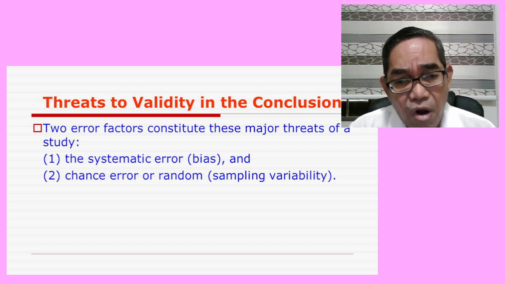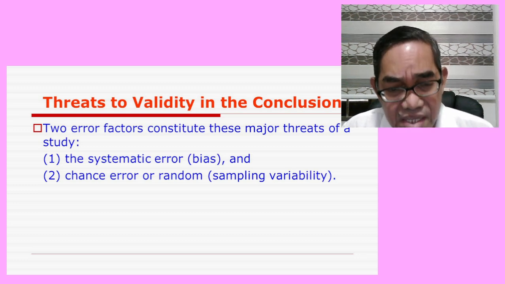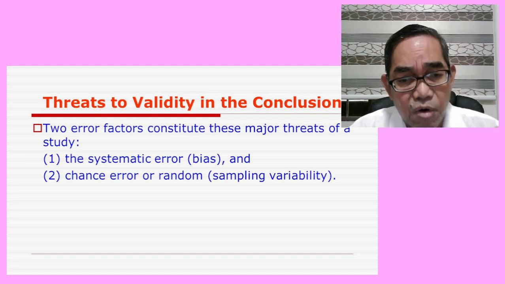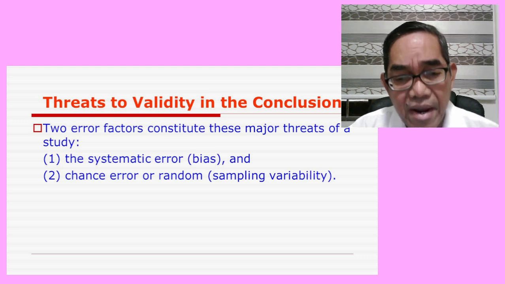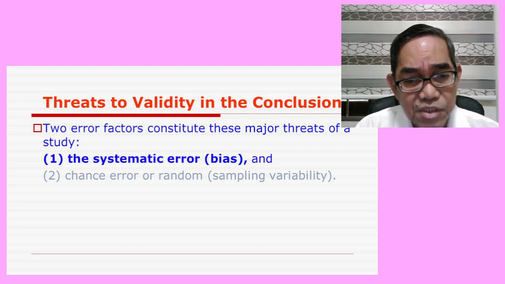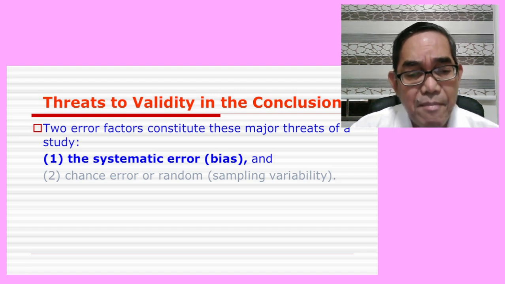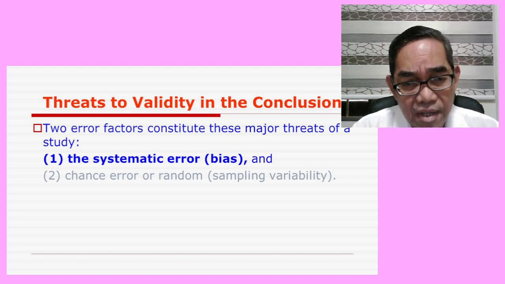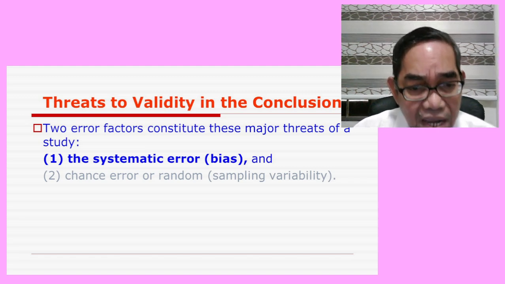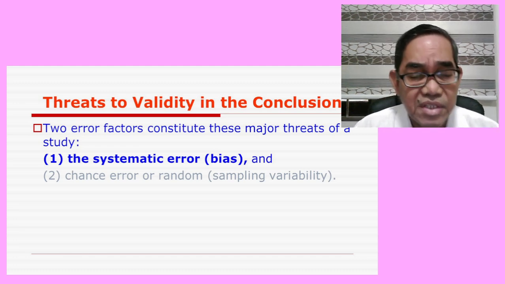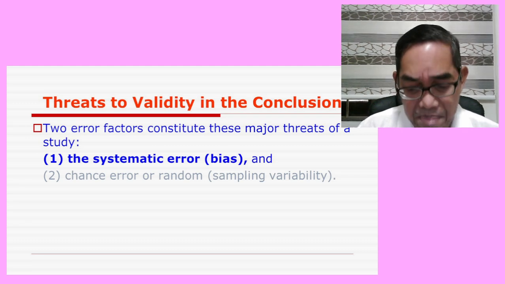And two error factors constitute these major threats of a study: the systematic error, or what we call bias, and the chance error or random error that is due to sampling variability. Well, between these two errors, the most problematic, of course, will be the systematic error, or what we call bias, and that which we will emphasize in this lecture today. The chance error or the random error is not really a problem that's inherent in all research. We will always have a random error.